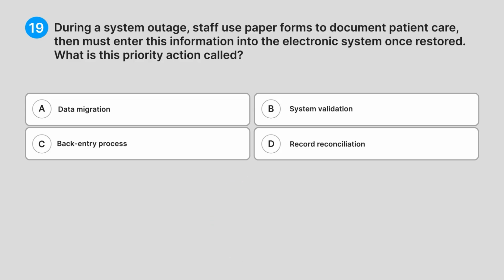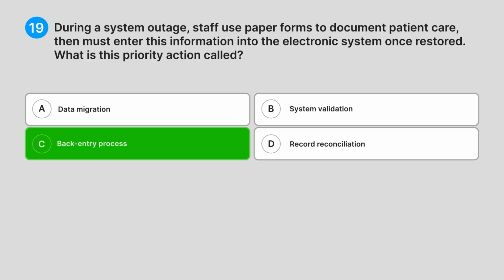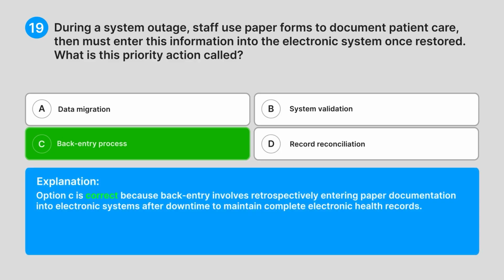Correct answer, C. Back entry process. Explanation. Option C is correct because back entry involves retrospectively entering paper documentation into electronic systems after downtime to maintain complete electronic health records.